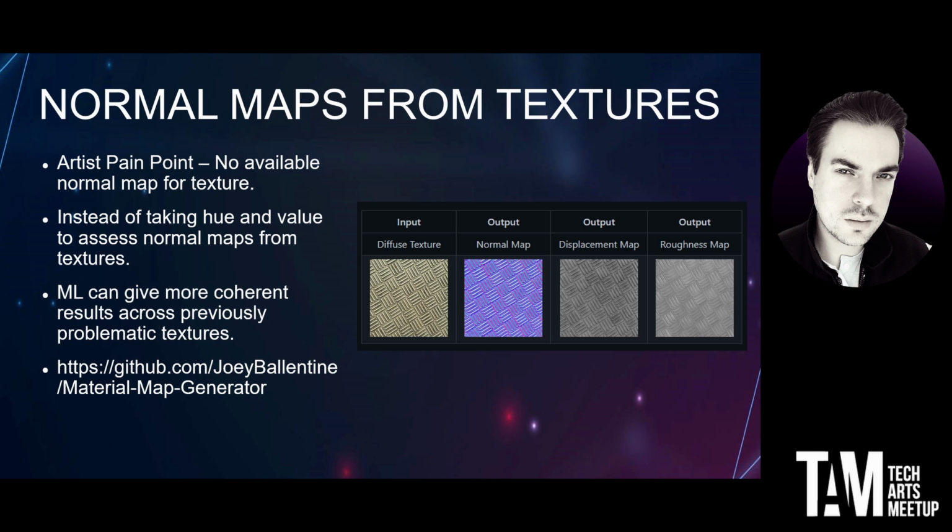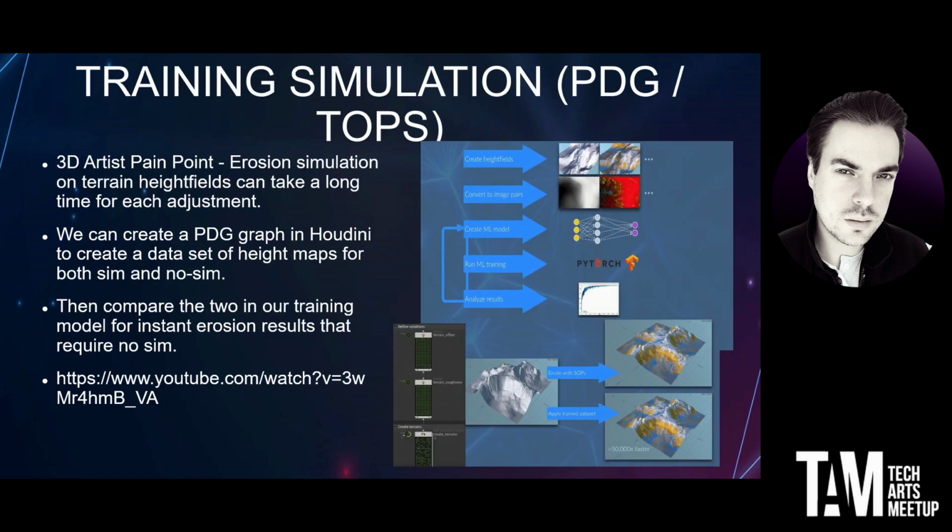This is something that you can jump in and actually try today. Training simulation. Again, we're looking at pain points for artists that maybe take them a whole day to do. Can we get that into one button? Can they click a thing and get a thing? The pain point here is the erosion simulation on terrain height fields in Houdini can take a whole bunch of time, even 5 minutes. So what can we do to actually get training data in and get a predictive result out?